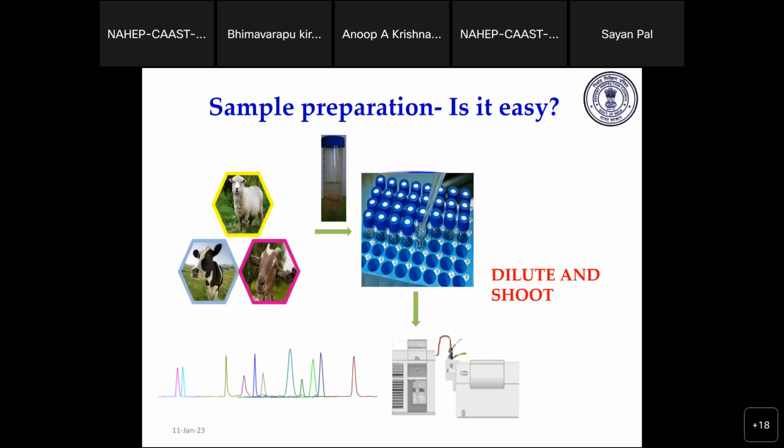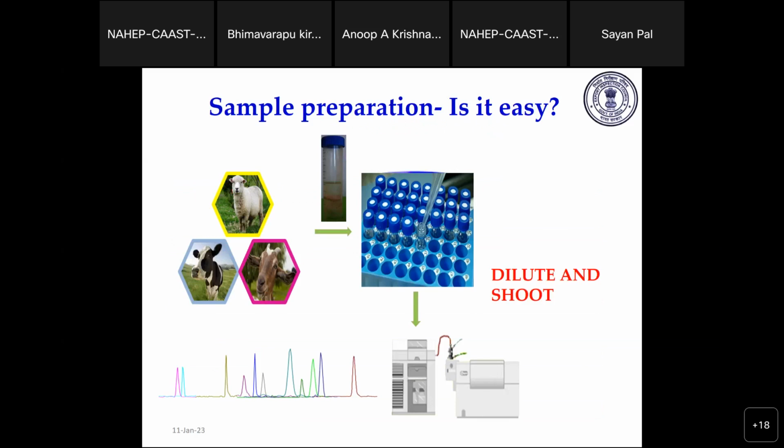So I told you, if we have an easy procedure, what would we do? We will put 1 gram or 5 grams of the sample, put a solvent, dilute it, take the extract and shoot it. That would be the ideal situation in the analytical field.